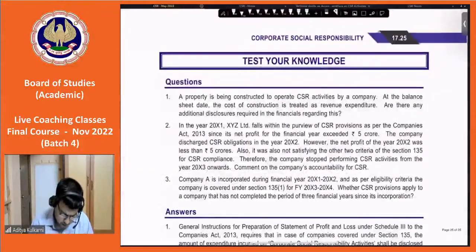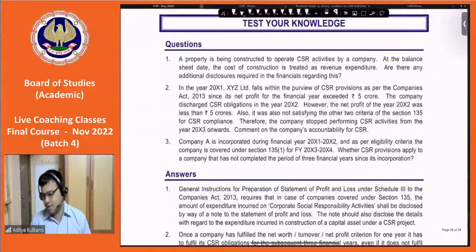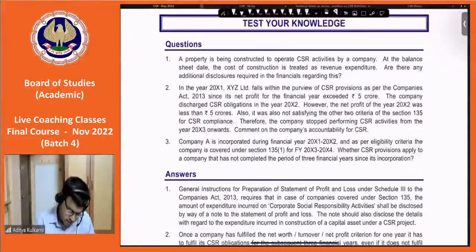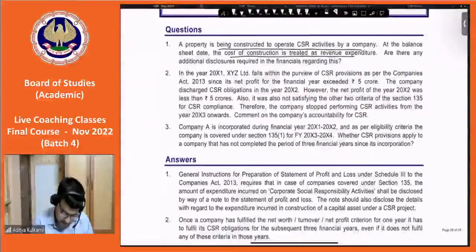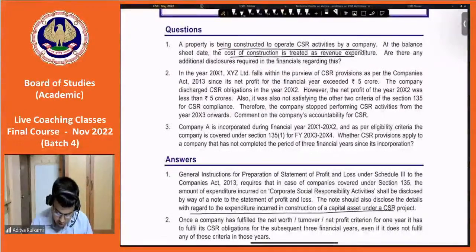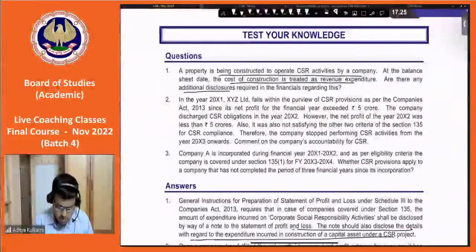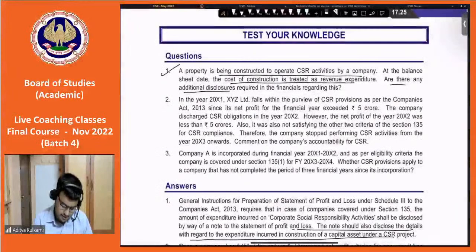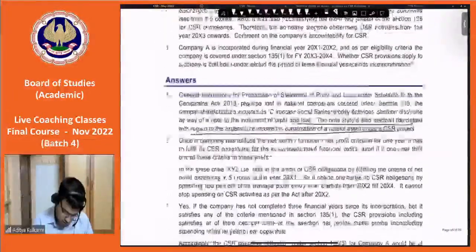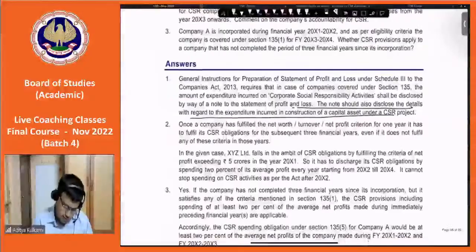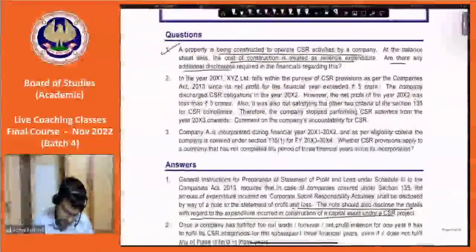We will see some questions. Again, there are some inconsistencies here. A property is being constructed to operate CSR activities. The cost of construction is treated as revenue expenditure, but you will have to mention the expenditure disclosed in relation to construction of a capital asset in the notes. So these are the additional disclosures. So that is done. All right. Now, question number 2. Question number 2 is inconsistent.